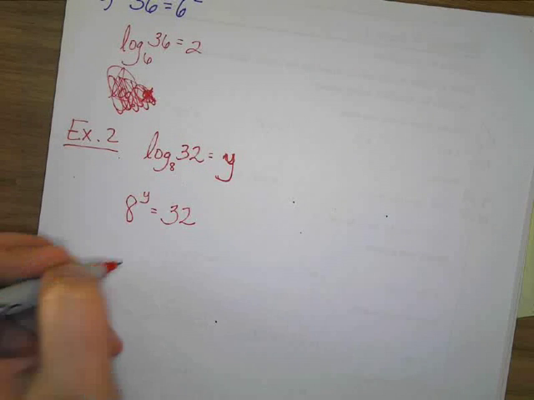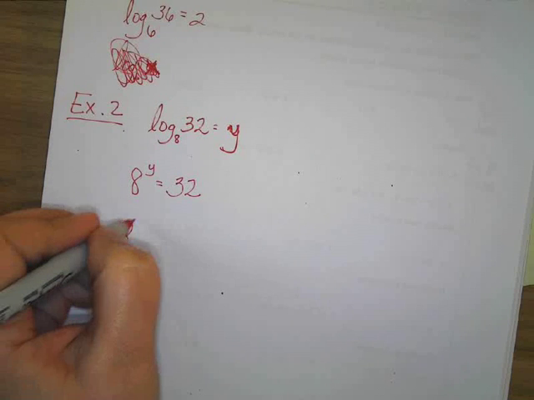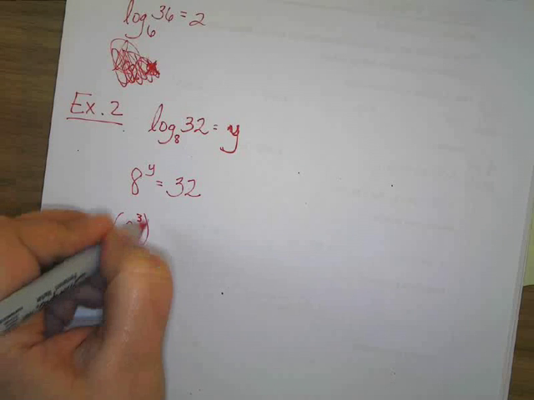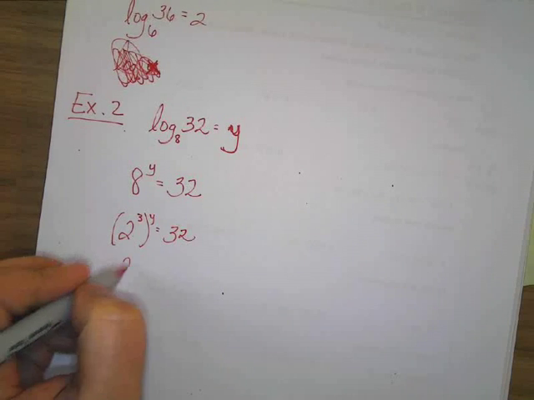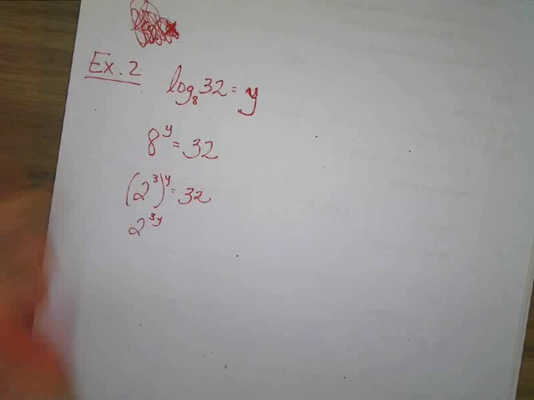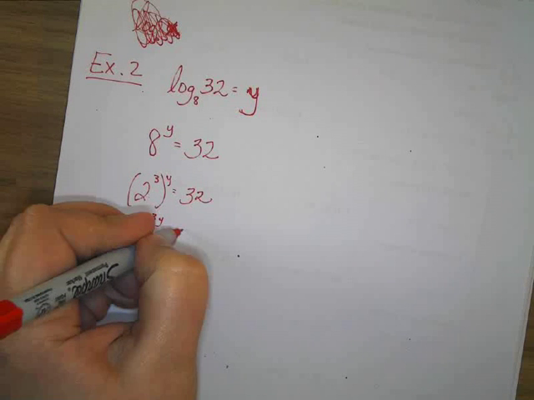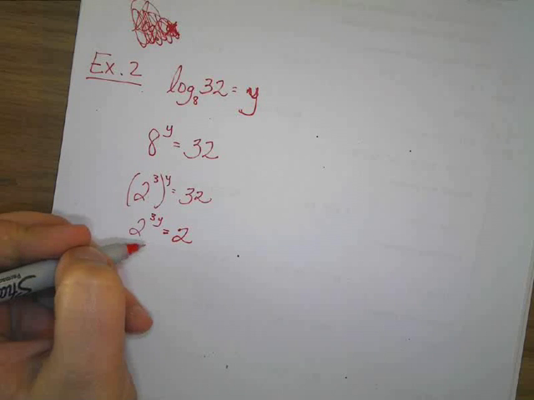Now, how is this helpful? Can I rewrite 8 as something to a power? Yes, 2 to the 3rd. 8 is the same thing as 2 to the 3rd, so this is the same thing as 2 to the 3y. Can I rewrite 32 as 2 to a power? Yeah, 32 is 2 to the fifth.